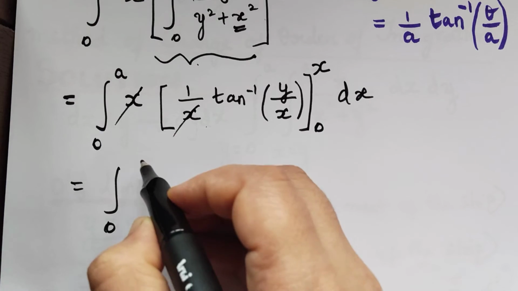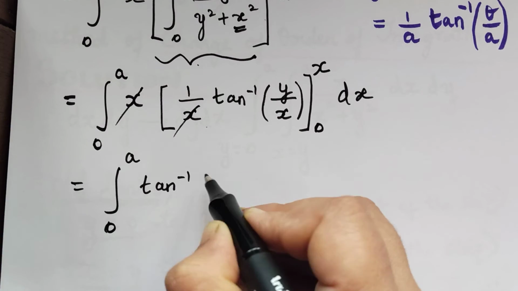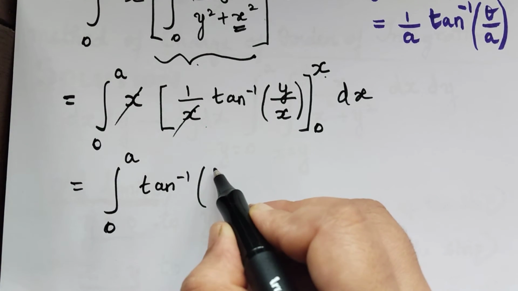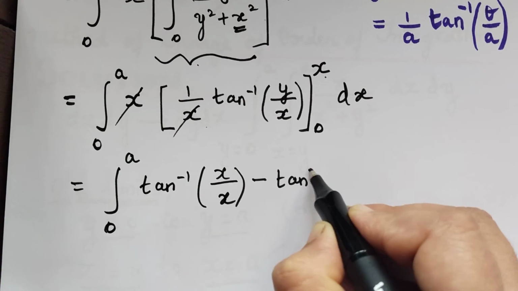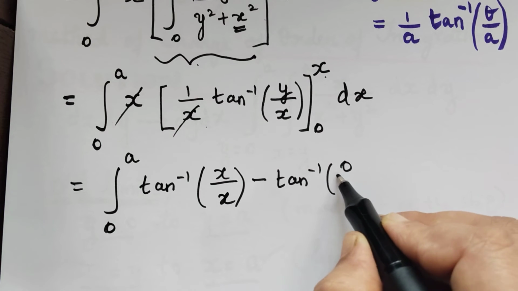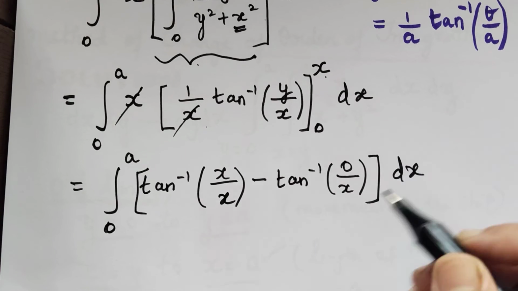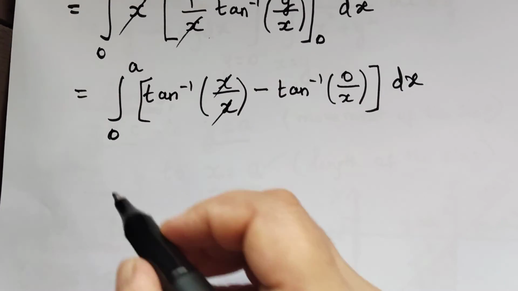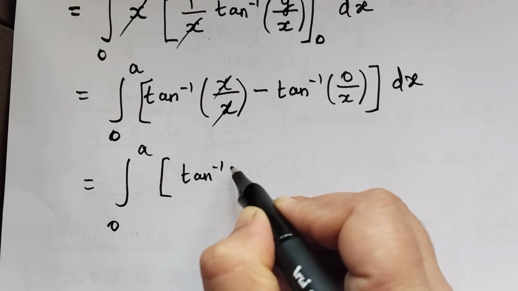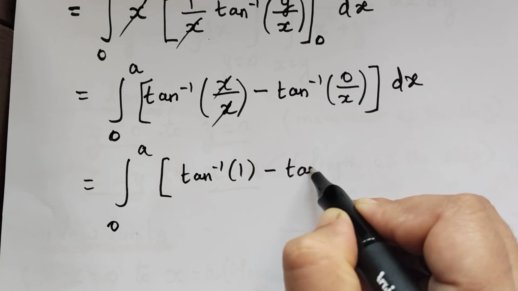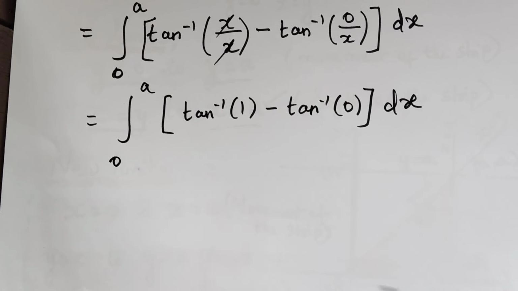So that is equal to integral 0 to a. So when we apply the upper limit, it will be tan inverse of, at the place of y we are going to put x. So x by x. Upper limit minus the lower limit. So tan inverse of, at the place of y we are putting 0. So 0 by x. So upper limit minus the lower limit we have done. But what is this? X and x will get cancelled, and we will get this to be equal to 0 to a. And here you will have tan inverse of 1 minus tan inverse of 0. And then dx.